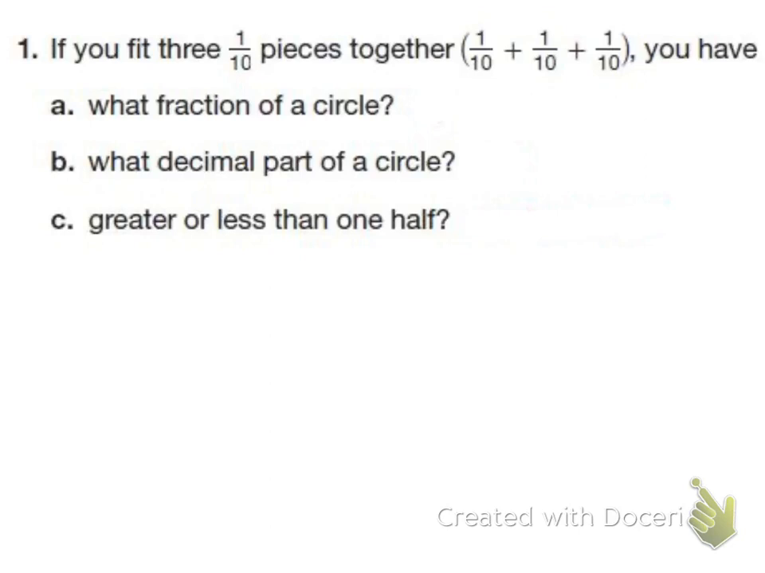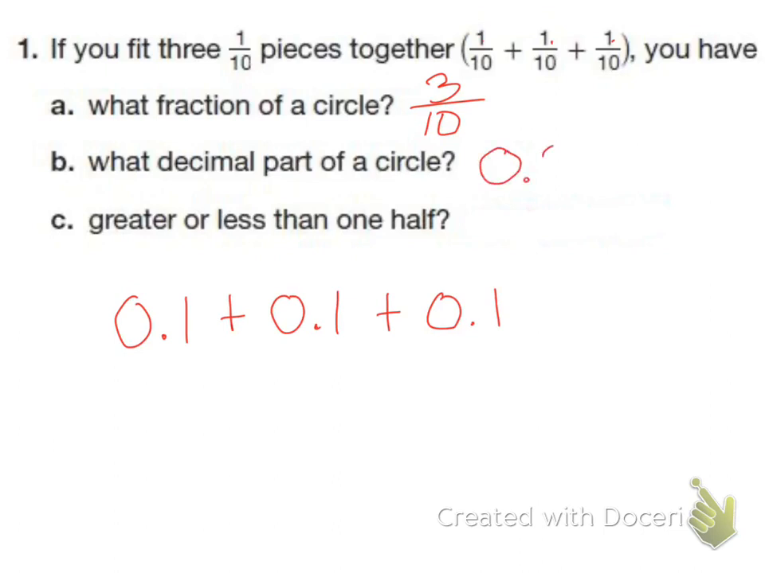This question says if you fit 3 1/10 pieces together, you have what fraction of a circle? If I put them together, I would end up with 1/10 plus 1/10 plus 1/10, which is 3/10. What decimal part of the circle do you have? Well, we know that 1/10 is the same as 0.1, so it would be 0.1 plus 0.1 plus 0.1. So the decimal would be 0.3. Is this greater than or less than 1/2? Well, I know that 1/2 is 0.5, so that means that 0.3 is less than 1/2.